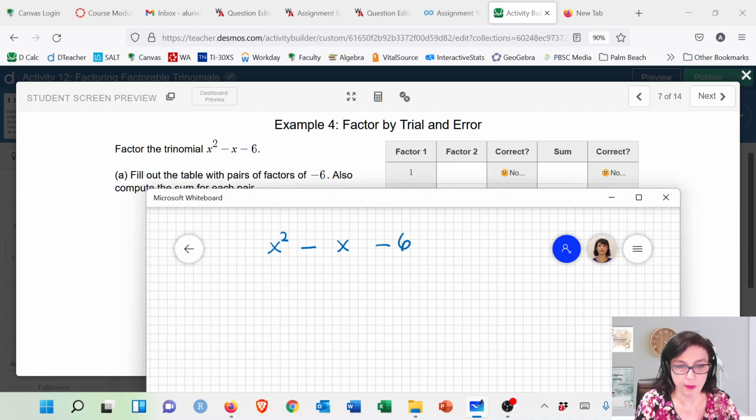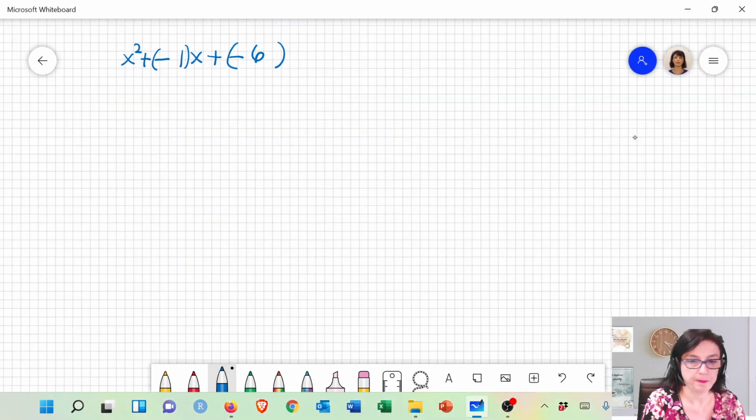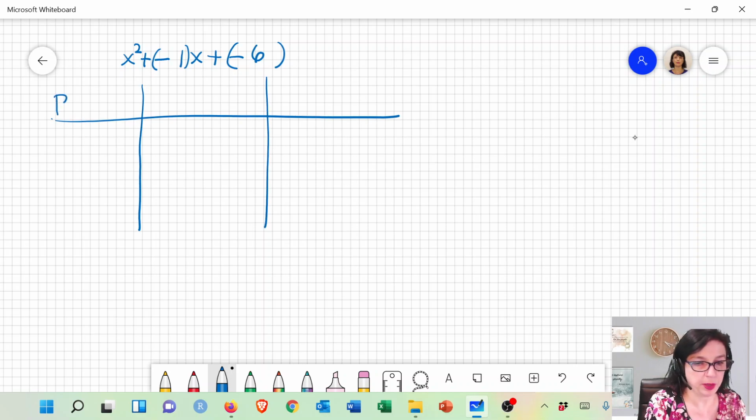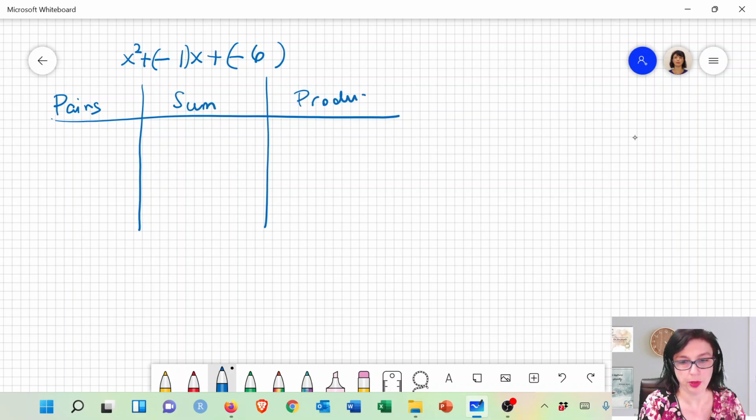Okay, the first thing I'm going to do is do a couple of things. First of all, in front of x, I don't see anything, so I'm going to put a 1. Second, I'm going to turn every one of these to a plus minus, just so I know what to do. Okay, so I'm going to create my table. The pairs are going to be here, pairs of factors. This is going to be a sum, and this is going to be a product.